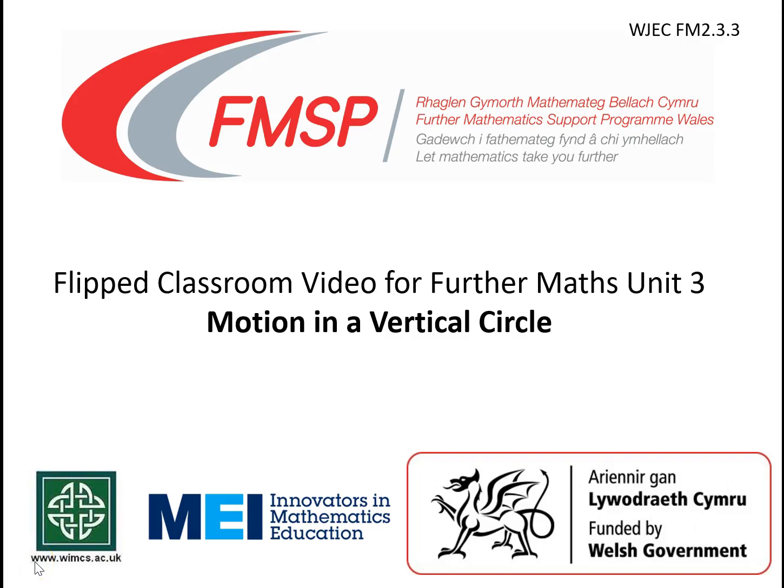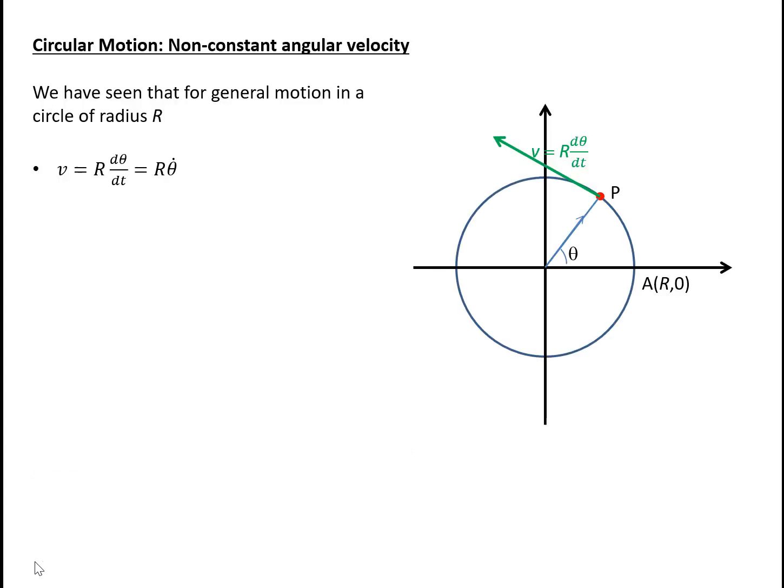In this video we are going to consider the motion of a particle which is moving in a vertical circle. Now we have seen that for general motion in a circle of radius r, the speed at any stage is just the radius times the angular velocity, so that's the radius times d theta by dt, or we can write this as r times theta dot.